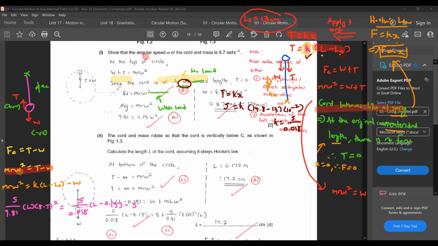Now when you do all this, you try to solve everything. Eventually you get your answer for L as 0.172 meter, which is in turn this one. Okay. Next. So I'll give you guys a minute to digest and copy the workings. All right. Yeah, it's a bit complicated. That's the reason why this question is worth 4 marks.